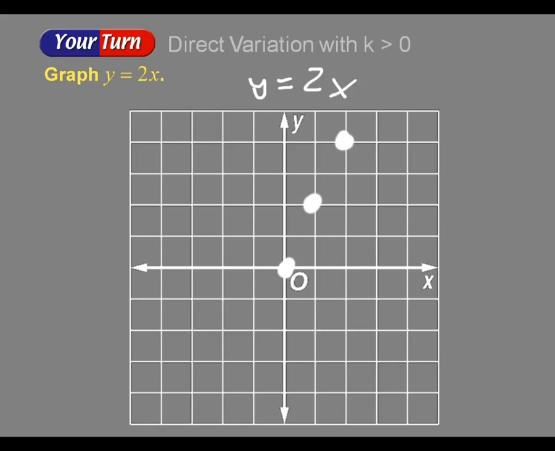Up 2 to the right 1. If I wanted to, I could also go down 2 and to the left 1 because that's a negative over negative. There's my points. Connect them with the line with arrows on both ends. And there's my line. That's the line of this direct variation equation. Any questions there?